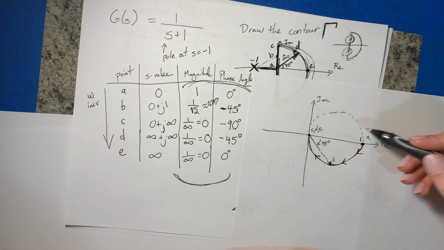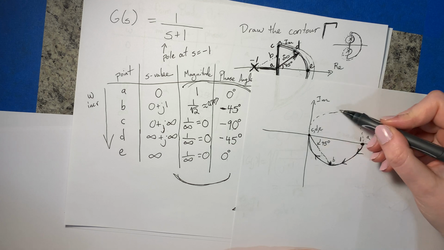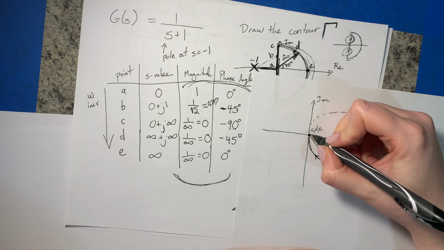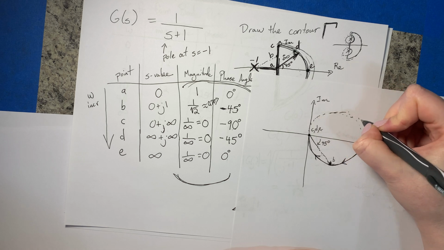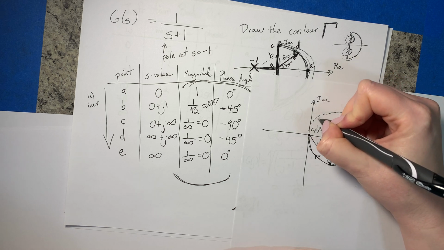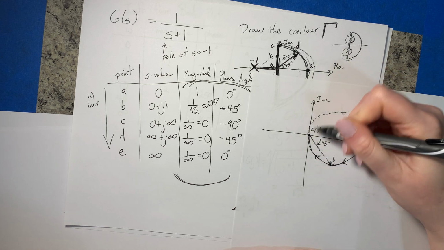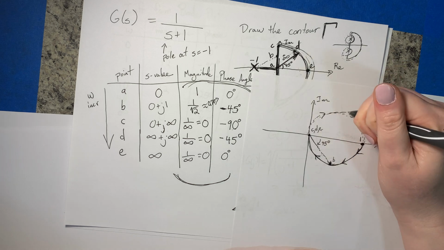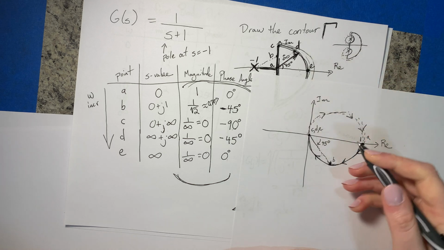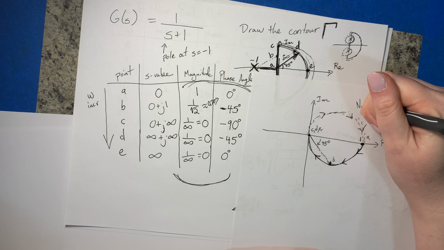And the last step would be to reflect this across the real axis. So that you can see with the dotted line that I've made this, I've reflected this, and so now it's a completed circle. Okay, and so this is actually our Nyquist locus.